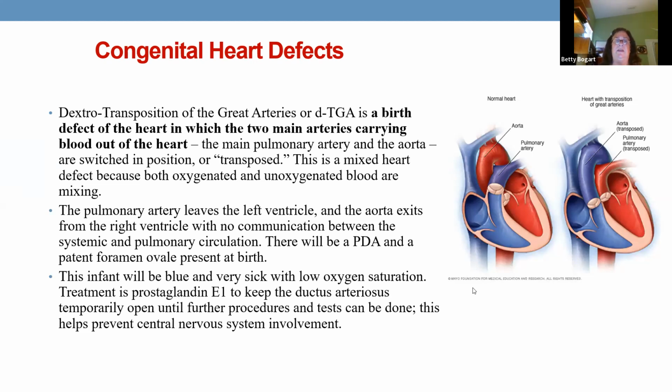And what's the great thing about using this patent ductus arteriosus is just giving this prostaglandin slow, continuous IV drip. It can give us time to plan for surgery. It does not have to be a rushed thing. So the prostaglandin keeps it open, and it helps with cardiac output, and it helps prevent any problems with the central nervous system.